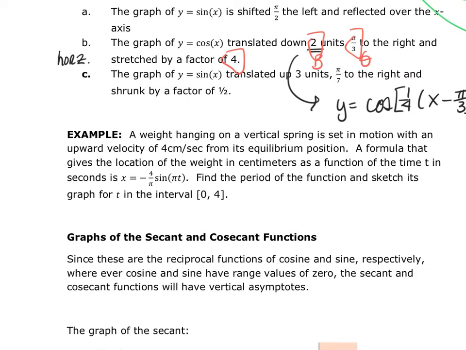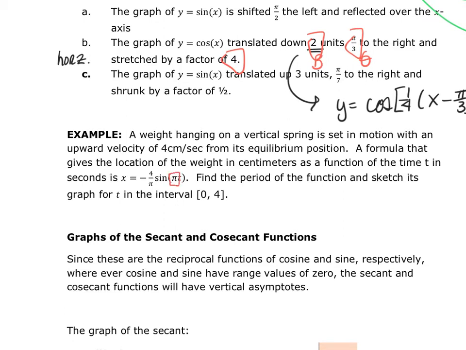So we have a weight hanging from a spring with an output velocity of 4 centimeters per second. A formula that gives the location of the weight in centimeters as a function of time t is given by this. Find the period of the function and sketch its graph for t in the interval from 0 to 4. Now what do you notice about this interval that we haven't seen before? It's not in pi, right? It's not in pi. So that would probably imply that my period will not be in terms of pi. And I know it's going to happen because my omega is pi.